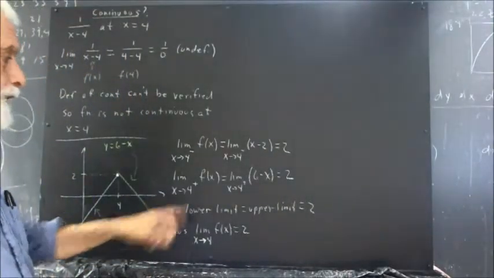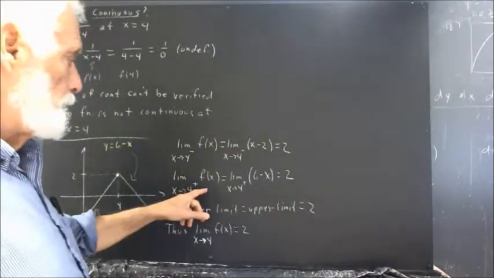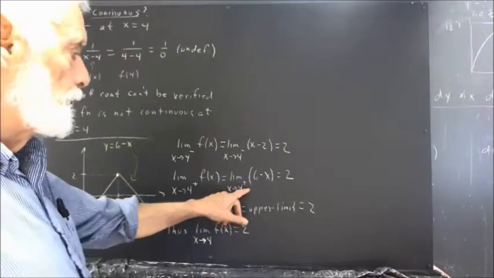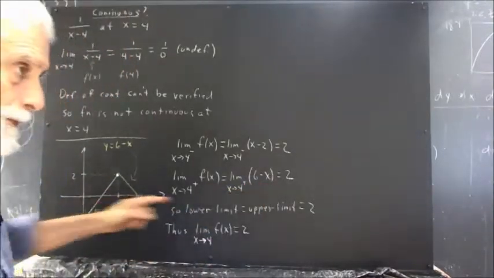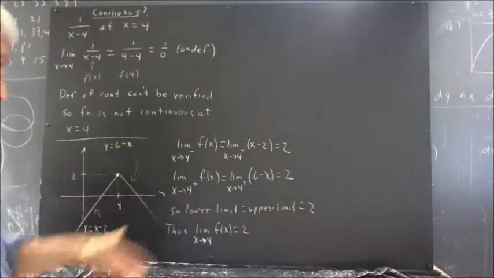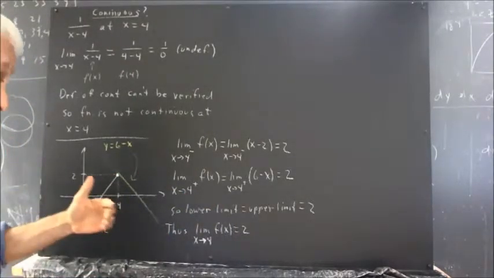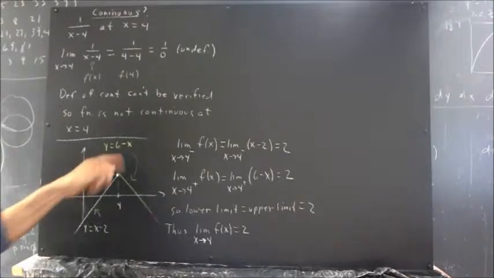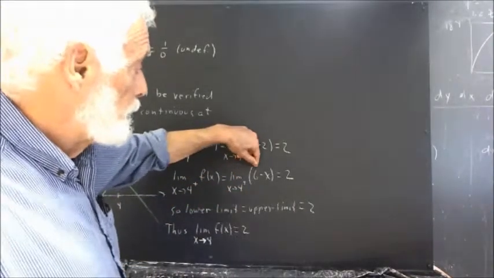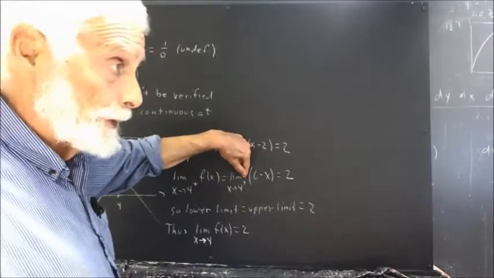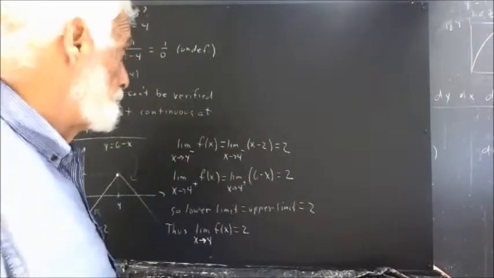The limit as x goes to 4 from above of f of x is the limit as x goes to 4 from above of 6 minus x. Since for x values above 4, to the right of 4, x values greater than 4, y equals 6 minus x. So we calculate the limit of the 6 minus x function as x approaches 4 from above.